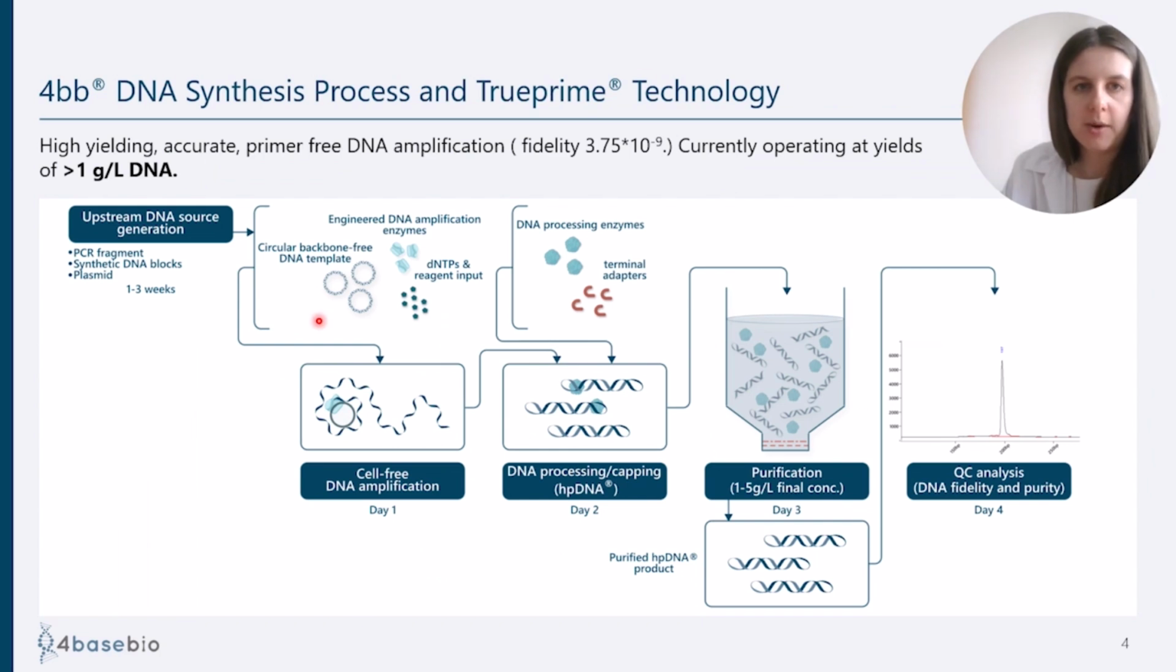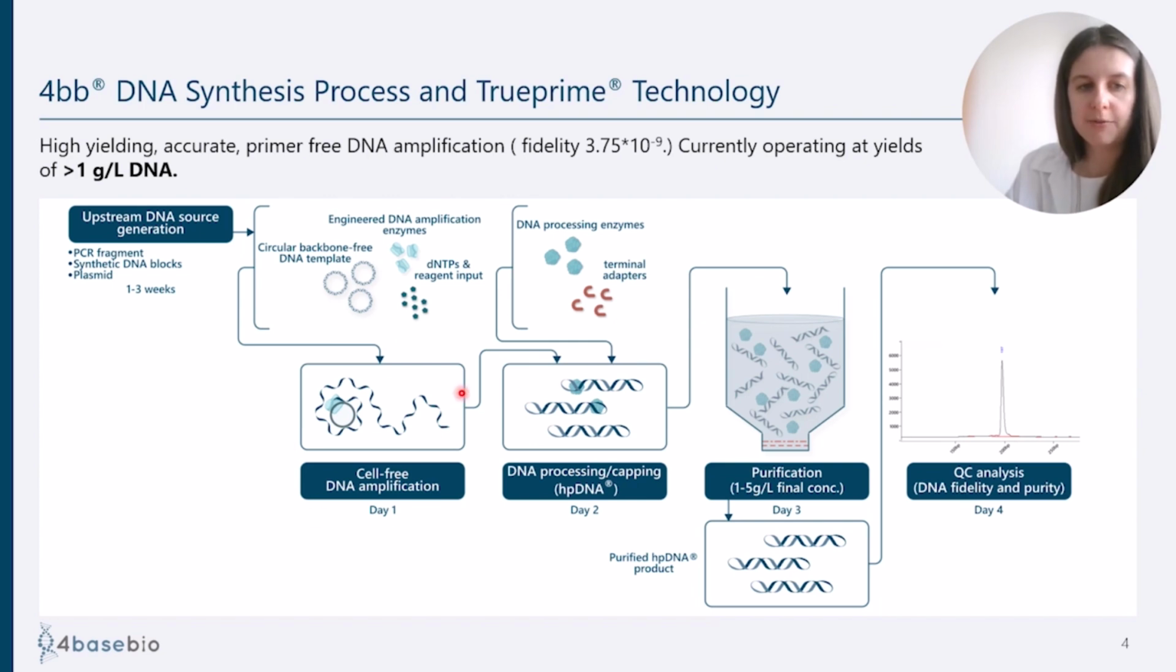So just to very quickly take you through our DNA synthesis process. We're not a de novo synthesis company, so we do require DNA in some format before we start our amplification. This can typically be from a plasmid if one is already available, but we can also work from PCR fragments or DNA G blocks as well. We generate a circular backbone-free DNA template, so that doesn't have any of those antibiotic resistance genes or any bacterial sequences like plasmid DNA. We are never amplifying that during our process.